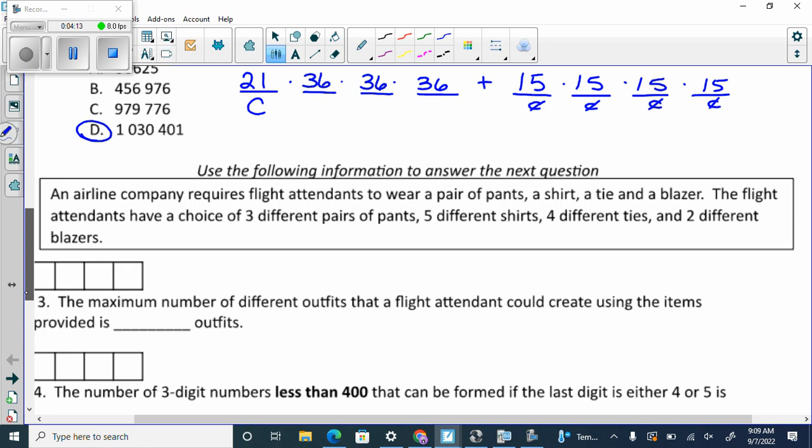All right. The next one, we have an airline company requires flight attendants to wear a pair of pants, a shirt, a tie, and a blazer. How many options do we have there? 4. The flight attendants have a choice of 3 different pairs of pants, 5 different shirts, 4 different ties, and 2 different blazers. We can use blanks.